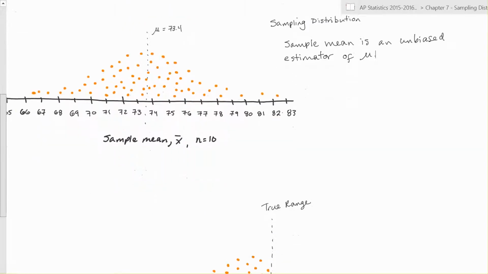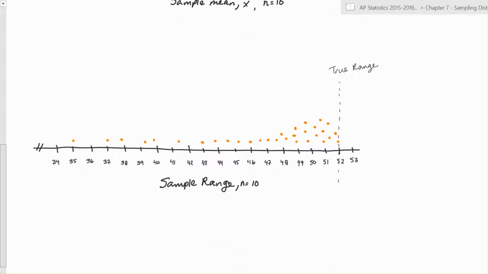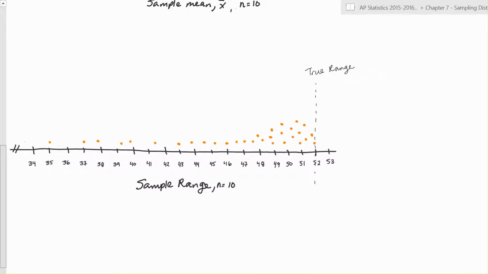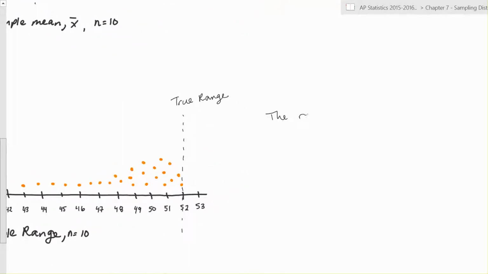Okay? Then we move to the range. And we would call the range a biased estimator because it is consistently lower or equal to the truth. There are rare cases when the sample of 10 contains the true minimum of the population and the true maximum of the population. So in those cases, we're going to get an estimated range of 52. Well, that's the best we can do. All of the other estimates are lower than the range. So the range is a biased estimator.